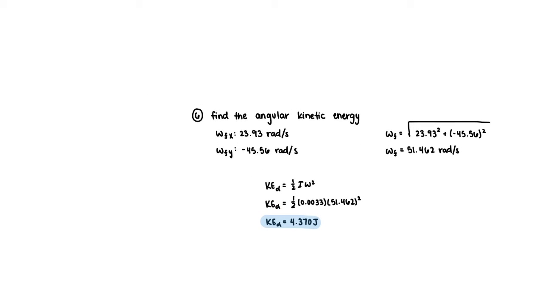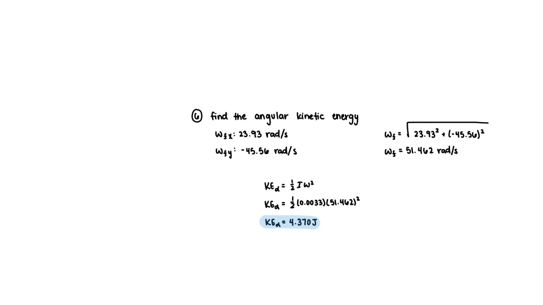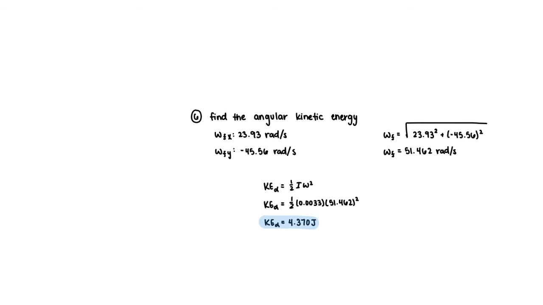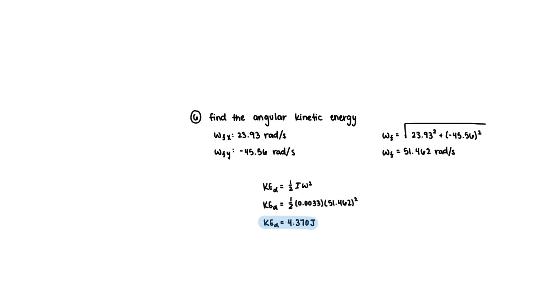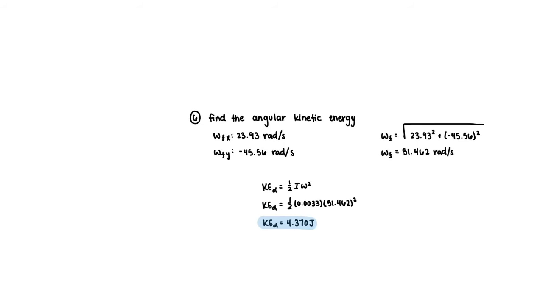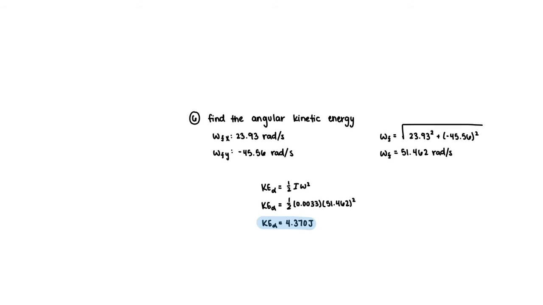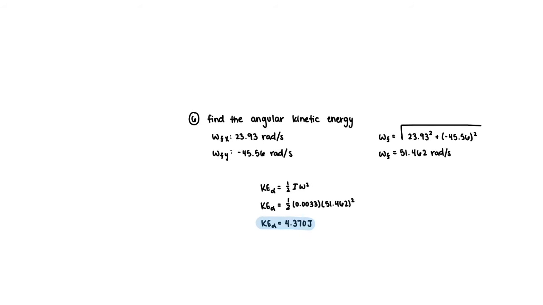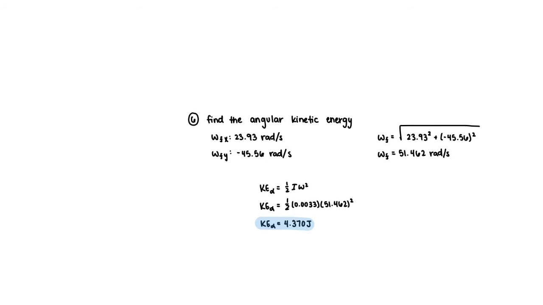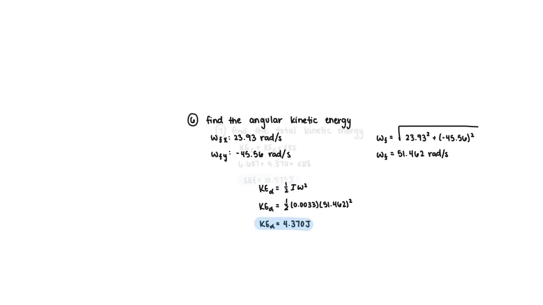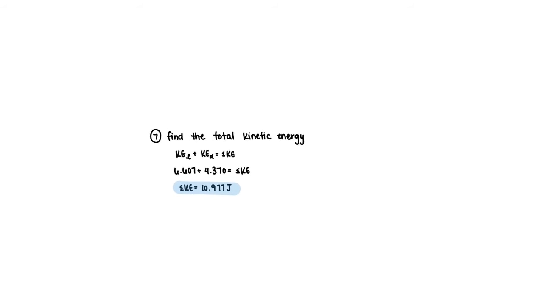Okay, step 6 is to find the angular kinetic energy. Using the Pythagorean theorem again, use the x angular velocity and the y angular velocity to find the total angular velocity, and then plug into the angular kinetic energy equation. Step 7 is to find the total kinetic energy, which you can get by adding the linear kinetic energy and the angular kinetic energy.